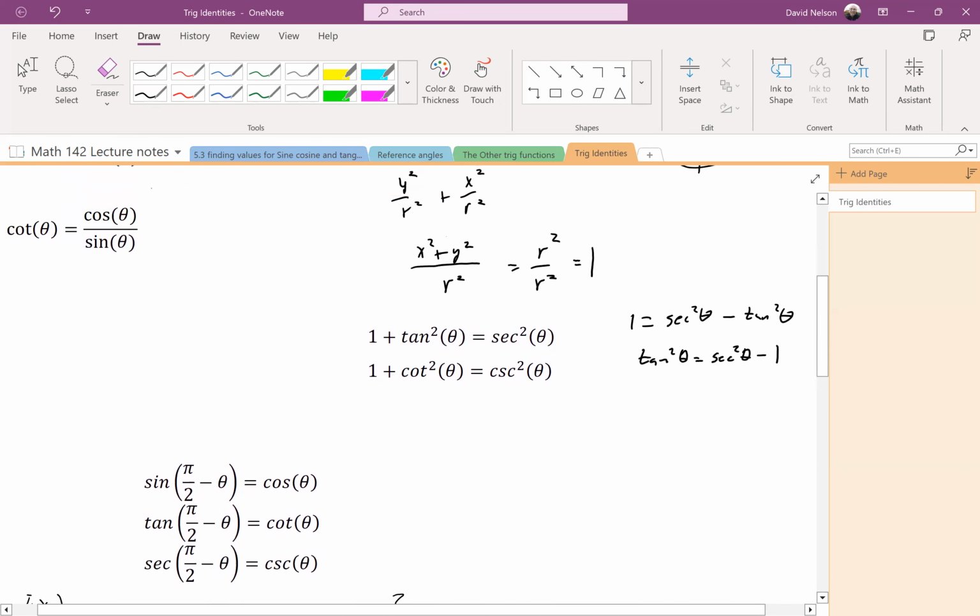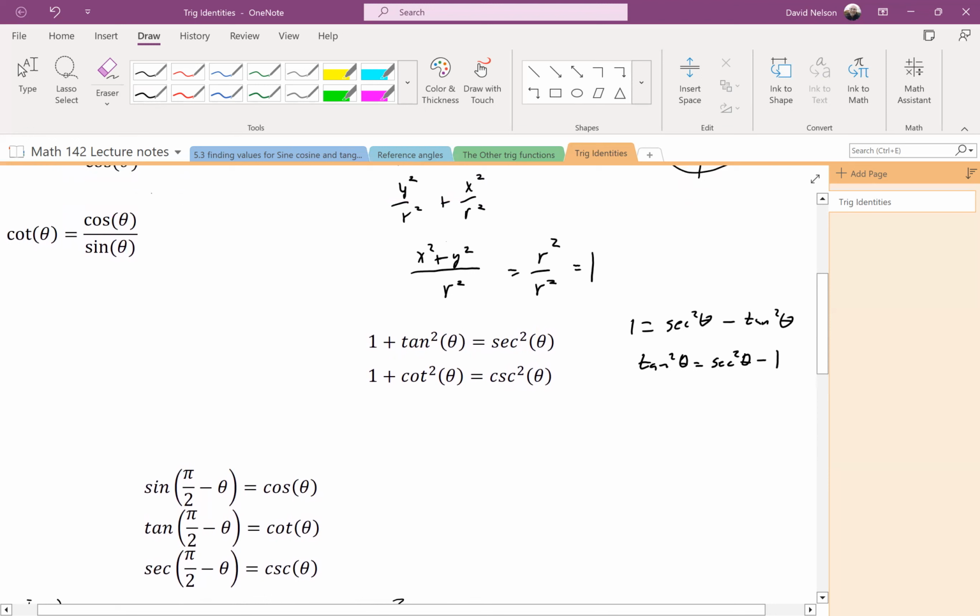They are the co-function identities, where the sine of pi over 2 minus theta is equal to cosine of theta. The tangent of pi over 2 minus theta is equal to cotangent of theta, and secant of pi over 2 minus theta is equal to cosecant theta. So it's the relationship between sine and cosine, tangent and cotangent, secant and cosecant.